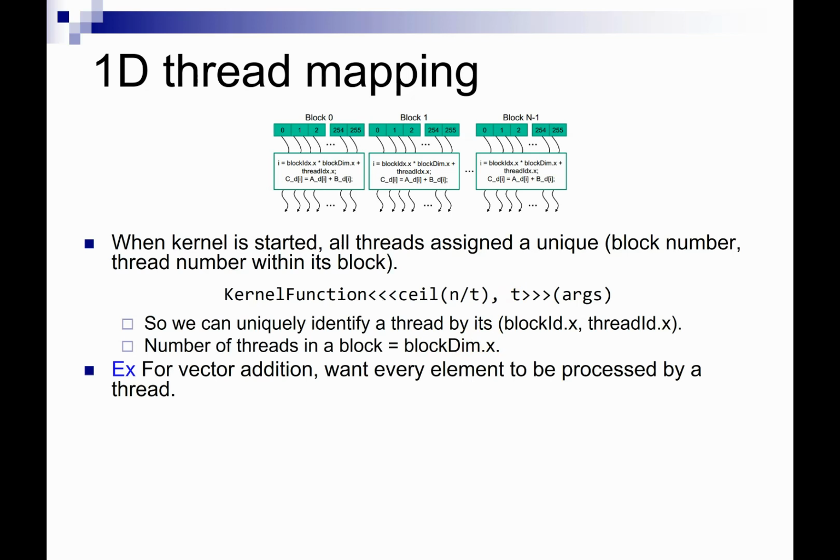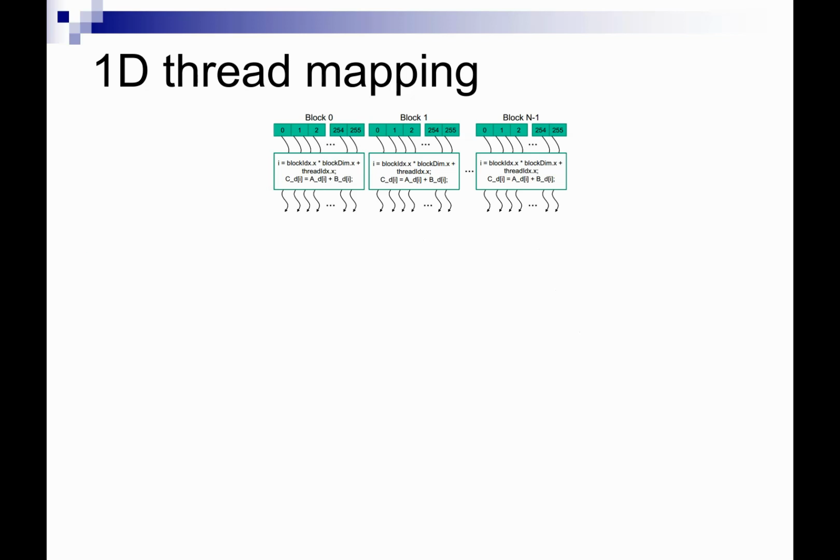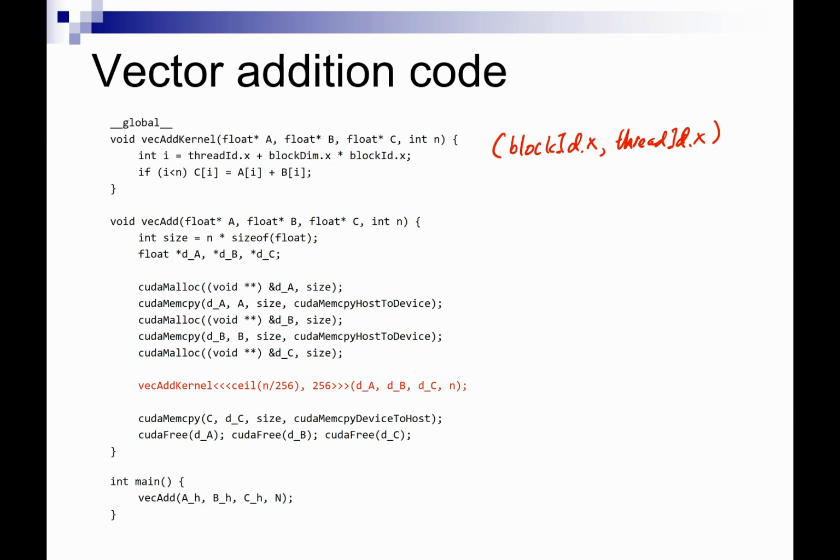Okay, now going back to our vector addition example, what we want to make sure is that every item in the two vectors is processed by some thread. If you want to add A and B, you don't want to miss any of the coordinates of A and B. So for every index from 0 to n-1, you must have at least one thread that's processing that index.